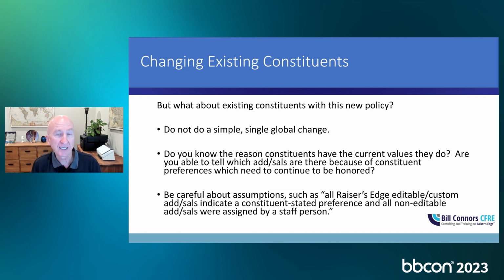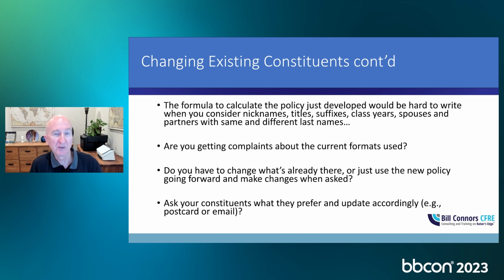So for example, I do lots of conversions and lots of imports. And generally other systems don't have formula-based addressees and salutations. They have text. And so the only way to get those text values from those lists or other systems into Razor's Edge is just to bring them all in editable. It is too hard to figure out what the corresponding formulas are for thousands of records. And so we don't try, we just bring them in as editable. So be careful of any assumptions like that you make about your data, because they may or may not be true.